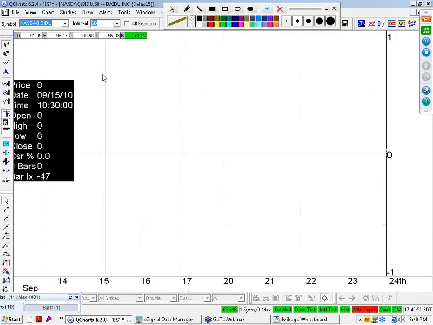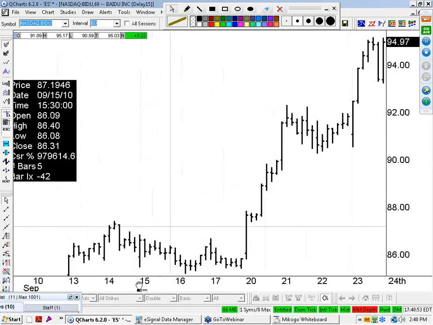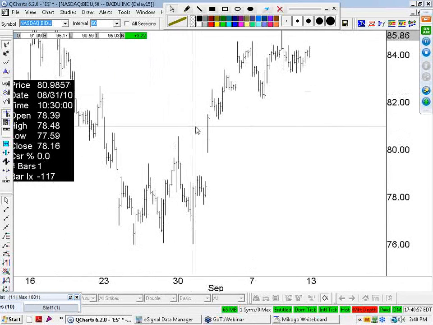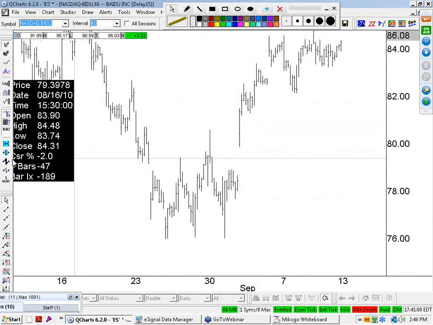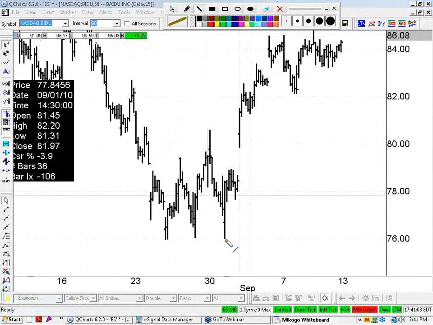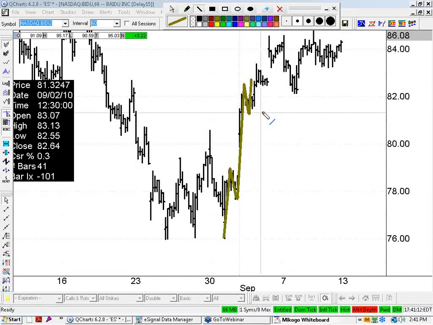Between the 7th and the 13th of September. Okay, now I see something. You can always go down to the 60-minute chart to clarify things. Okay, from this low over here, we have this. How deep is that retracement? How deep is that one? Once you get shallow, then you're in good shape.